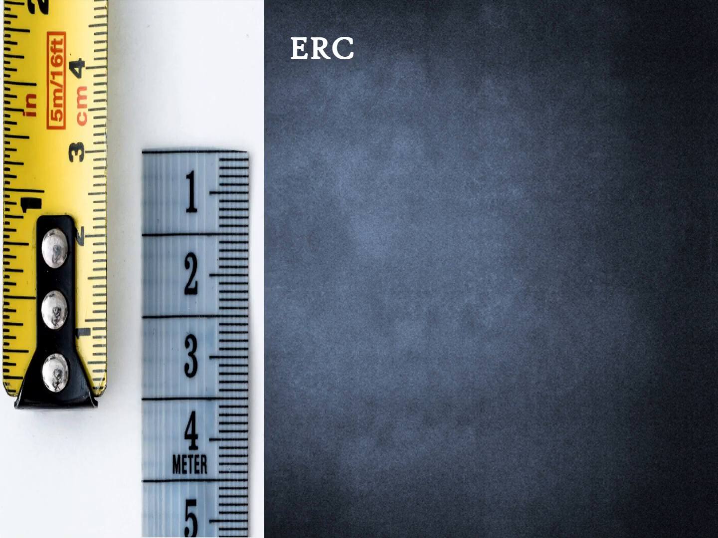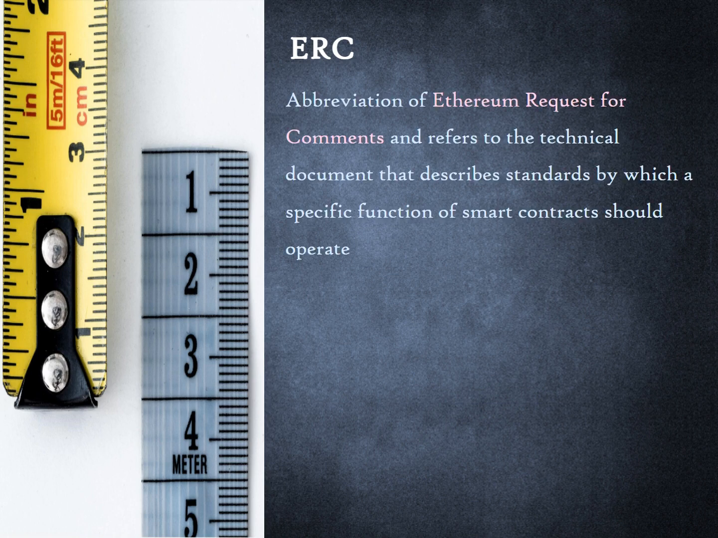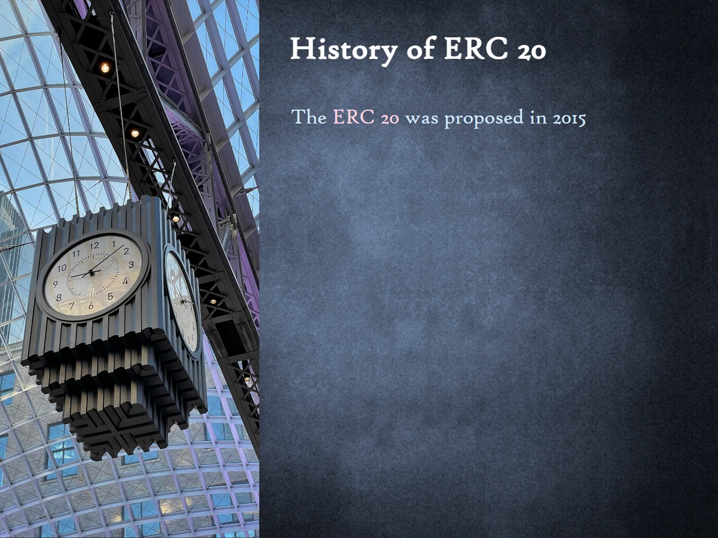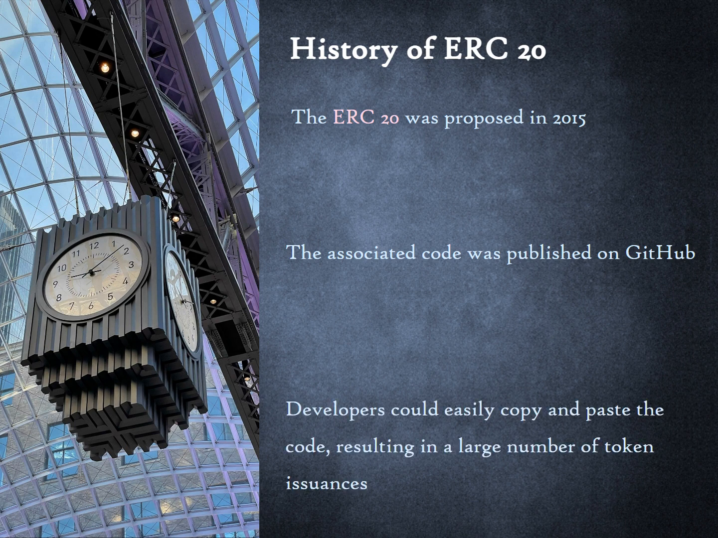Now that we know what ERC-20 means, you may be curious why it is called so. ERC stands for Ethereum Request for Comments and refers to the technical document that describes standards by which a specific function of smart contracts should operate. Each such ERC is numbered and covers a particular aspect. For instance, ERC-20 covers fungible tokens, ERC-721 applies to non-fungible tokens. Anyone can propose an ERC, but it is up to them to encourage adoption in the Ethereum developer community. The ERC-20 was proposed in 2015. The associated code was published on GitHub. Developers could easily copy and paste the code. This resulted in large number of token issuances.